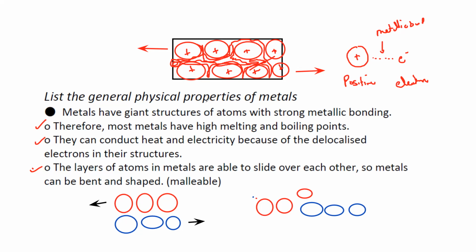So these are some general properties of metals. Is it clear? Metals usually have a high melting and boiling point because of the strong metallic bond, or strong attraction between the positive ions and the free electrons. They can conduct heat and electricity, because the ions can vibrate and the electrons can travel from one place to another. As well, the layers can slide over each other. That's why metals are malleable, or can be hammered into shape. Any doubt till this point? Okay.